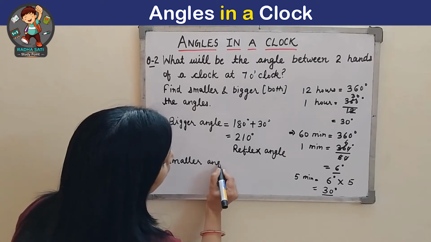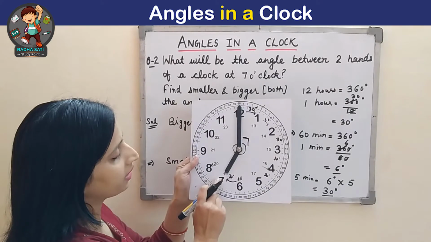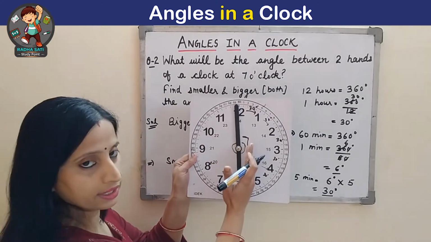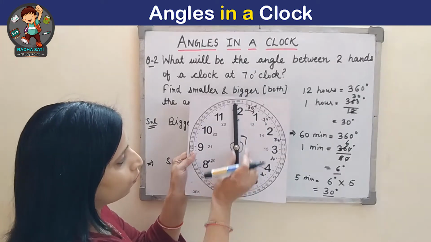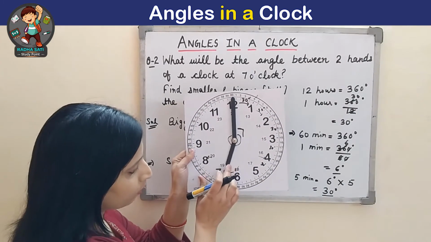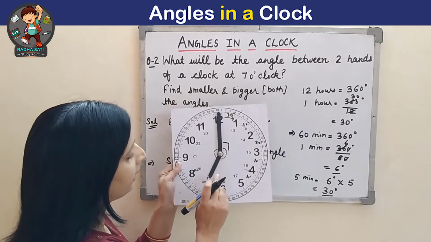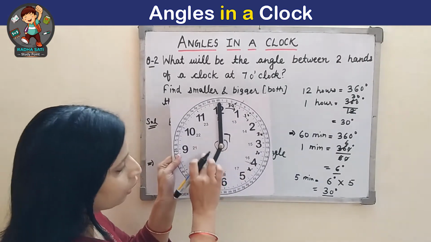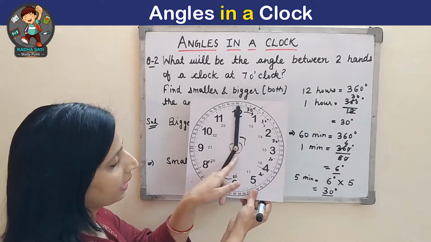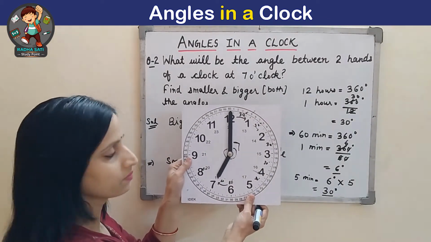Now we will find out the measure of the smaller angle. To find out the measure of the smaller angle, there are two ways. Either we can do like this: this is 180 and this is also 180. We can subtract 30 from the 180, we will get 150. And the other way is, from the complete angle of 360 degree, if we subtract this bigger angle, then automatically we will get this smaller angle.